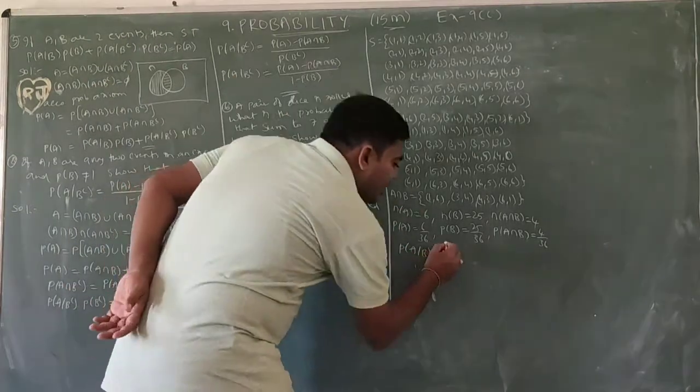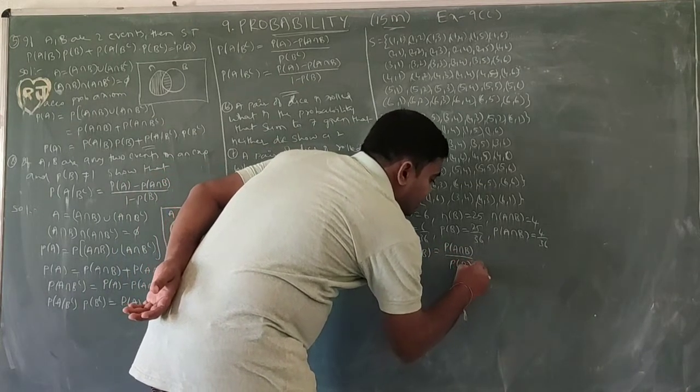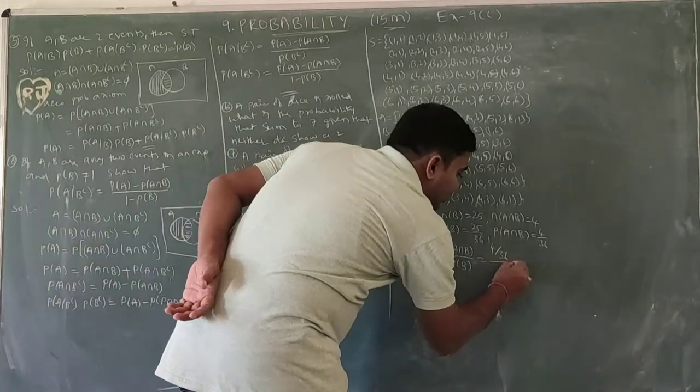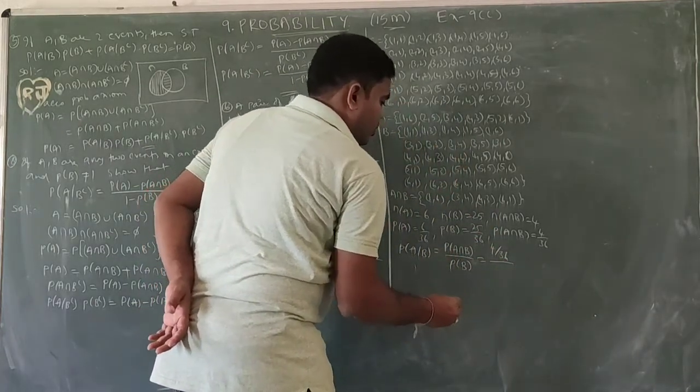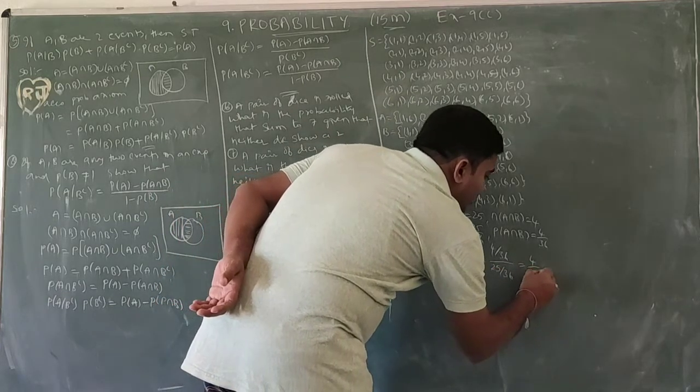So P of A intersection B by P of B, that is equal to P of A intersection B, 4 by 36, by P of B, 25 by 36. 36 cancels, so 4 by 25.